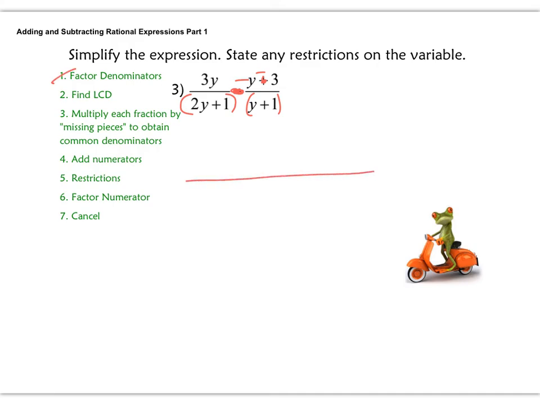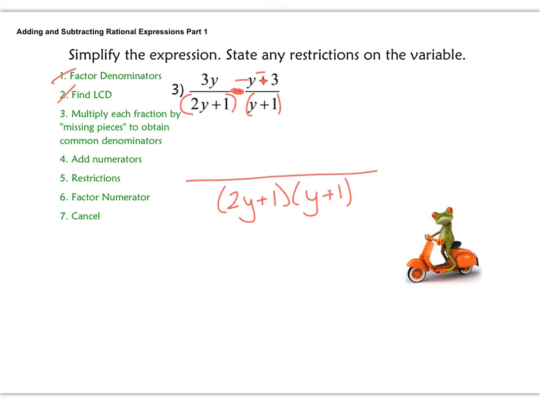The LCD, my common denominator, I need the 2y plus 1. That's a superglued piece. And the y plus 1, that's a superglued piece. So I know they look really close, but I can't just stick a 2 in front of that y and make them the same. Right? They're superglued together. I have to keep those pieces as those pieces. All right, so found my LCD.